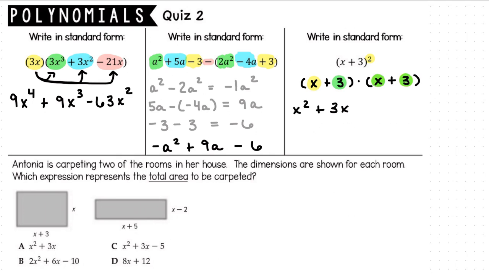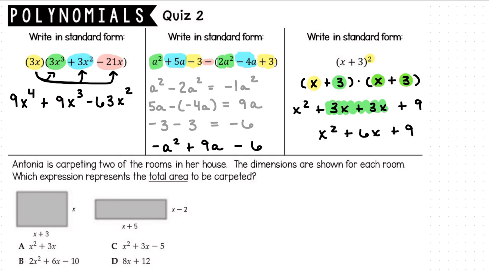Then in green, we take the second term and multiply it by both terms in the second binomial. This will give us another 3x plus 9. We do have some like terms here that we can combine. We can combine any terms with the same variable and the same degree. This will give us x squared plus 6x plus 9.